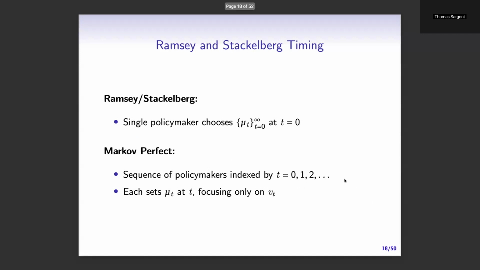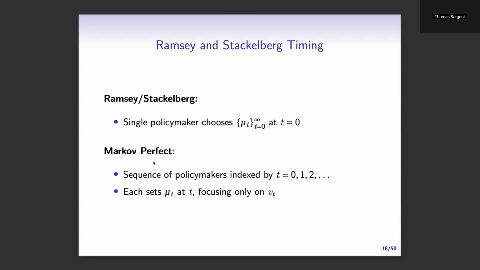Okay, so let's talk about a couple timing protocols. The Ramsey or Stackelberg timing protocol is that a single policymaker at time 0 chooses this entire sequence and then walks away. It's a static problem.